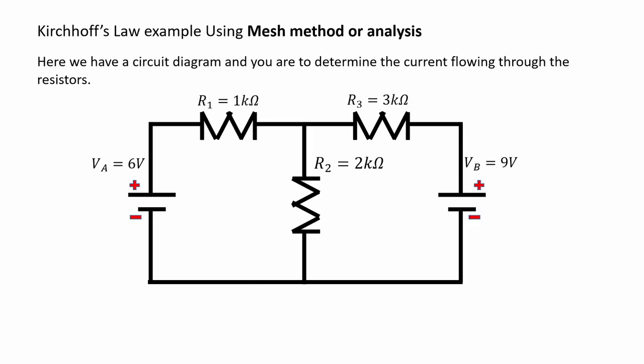Here we have a circuit diagram and you are to determine the current flowing through the resistors. Here we will use the mesh method.